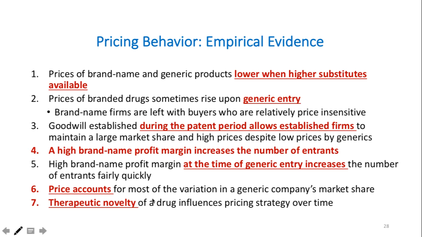Price accounts for most of the variation in the generic company's market share. So if the generic comes to the market, their price at the beginning determines their market share. But in the longer term, their therapeutic novelty and effectiveness can actually influence their pricing strategies, and over time, if they show their product is more effective, they can actually set a higher price, and vice versa.